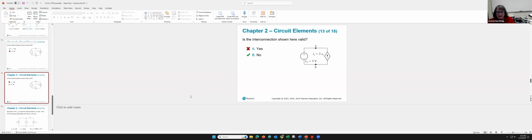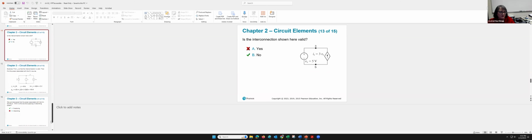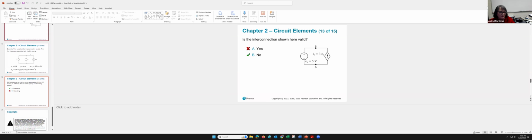So if you see something different about this that I am missing, please let me know. But to me, it looks basically identical to the drawing before, which is valid, and I don't see a reason why this is not a valid interconnection. I would love to hear differently if you have a different take on that.